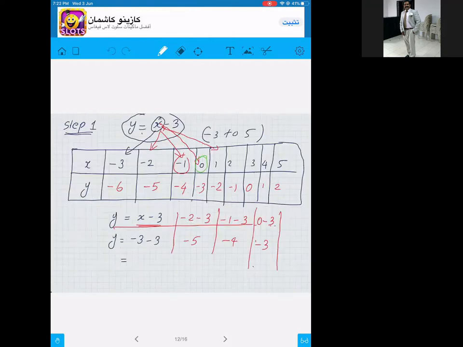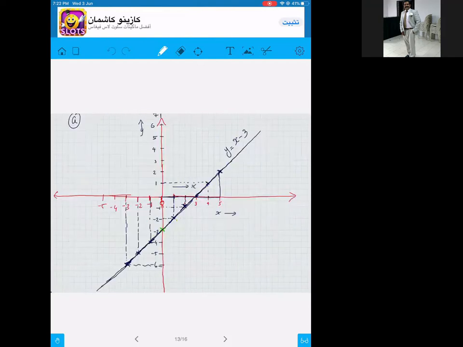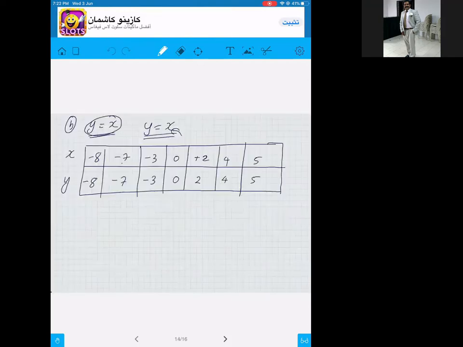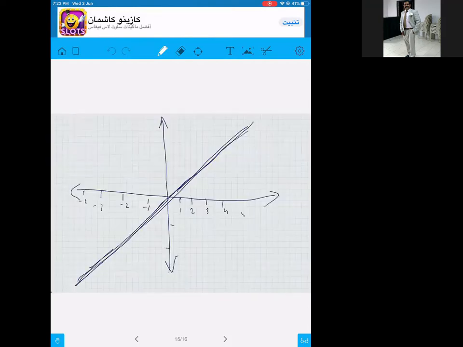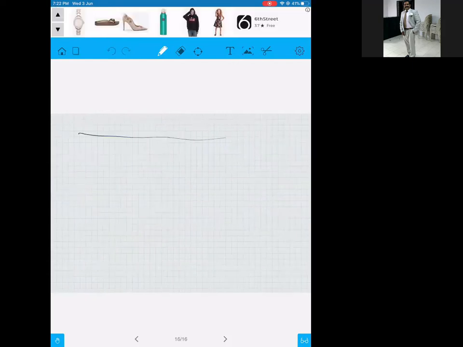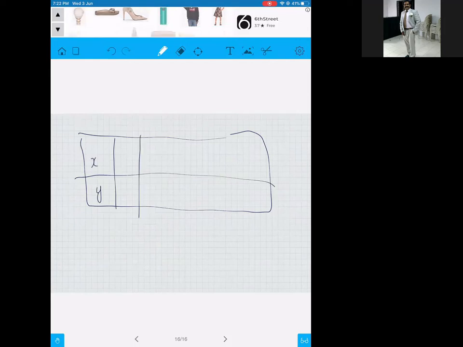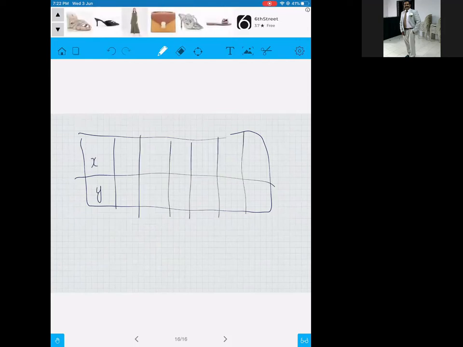So first of all, you try to draw a table for this. So this is our table. You can arbitrarily take any value of y. So say for example y is 0. But what is our x? X is 3.